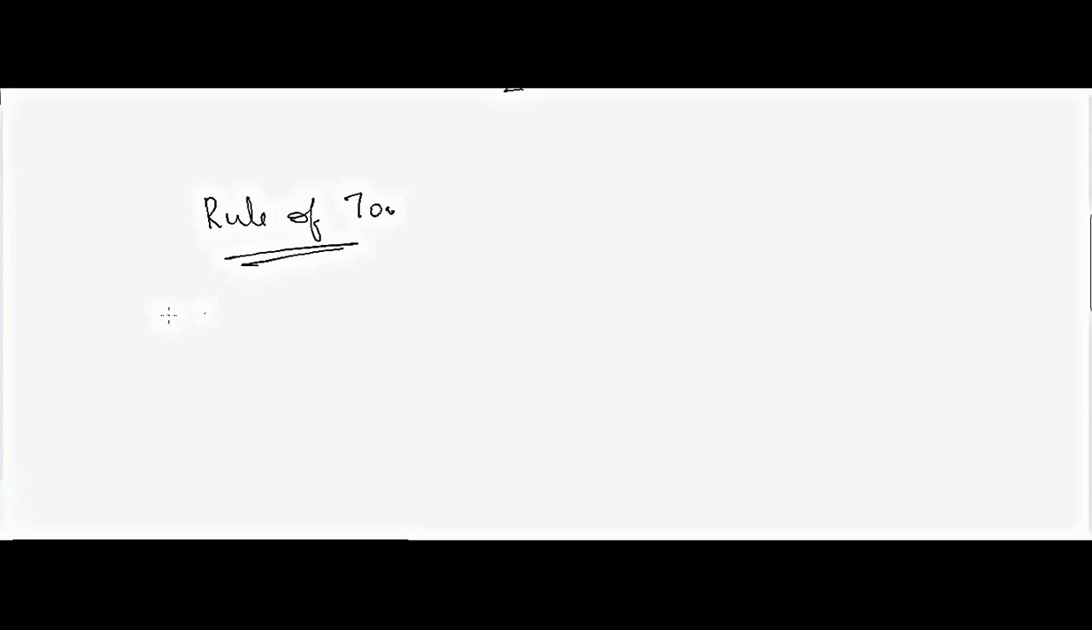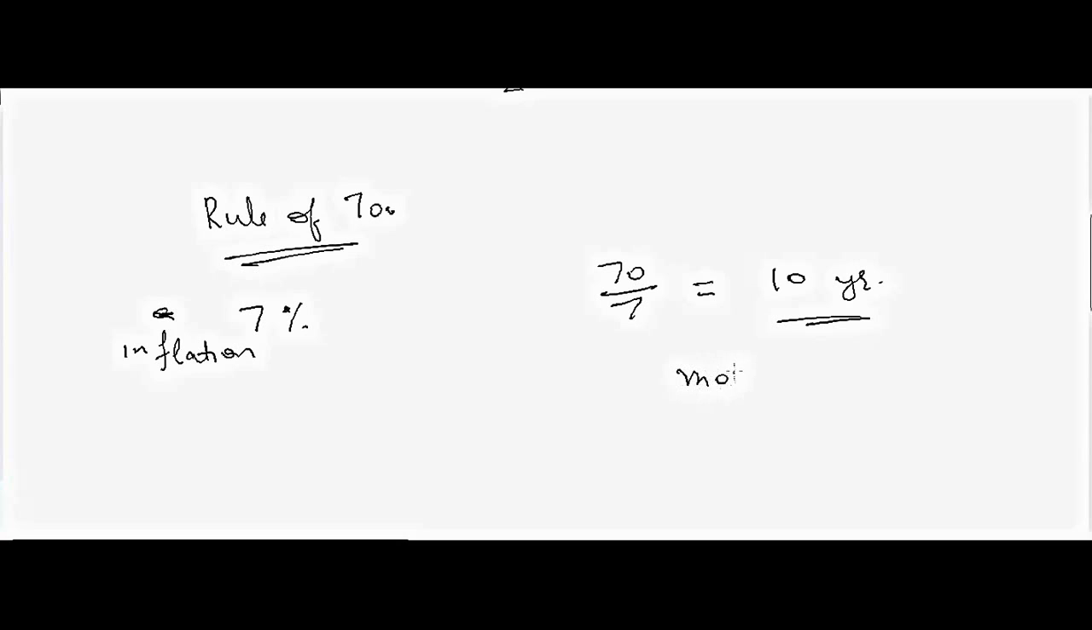Suppose the rate of inflation is 7%, then it will take you 70 divided by 7, equal to 10 years, for your money to become half. So the money value is equal to half.